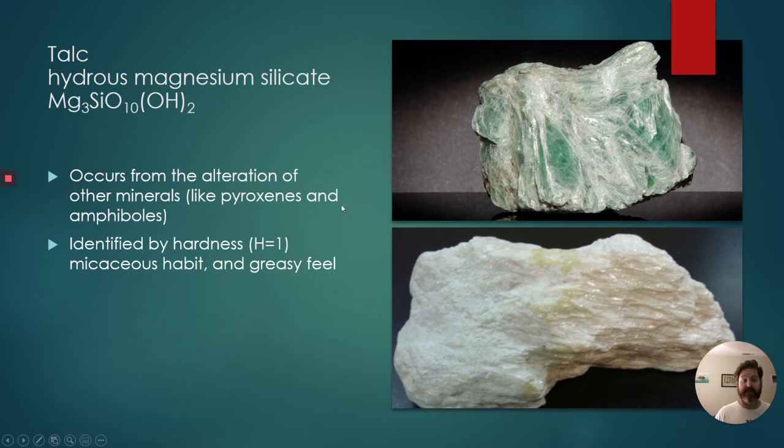Talc is very soft, has a hardness of 1. You'll be able to scratch it. It has a greasy feel, and that's the sheets of talc coming off on your fingers when you're rubbing it together. You can see here it has that greasy look to it. It can be a variety of colors, but generally it's this white, greasy, resinous kind of look to it.